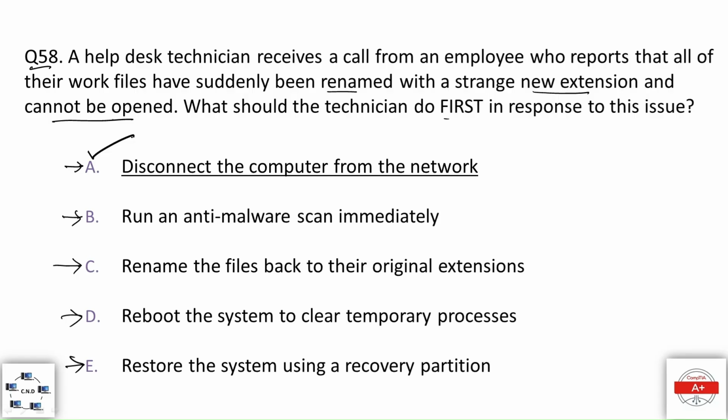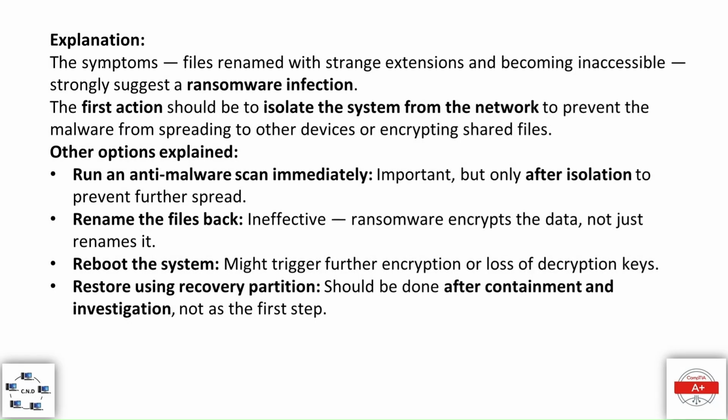And the explanation for the correct as well as incorrect options is, so the symptoms, files renamed with a strange extension and becoming inaccessible, strongly suggest a ransomware infection. In a ransomware attack, the attacker encrypts the files on the system, and their extensions are changed, and then the user cannot open them without the decryption key. So the first action should be to isolate the system from the network to prevent the malware from spreading to other devices or encrypting shared files.